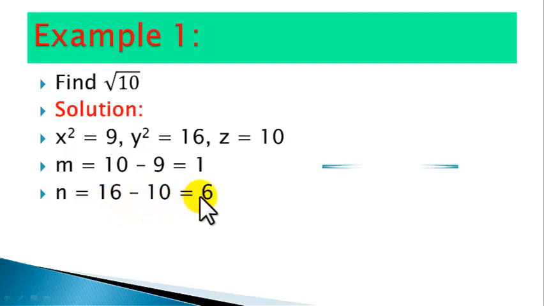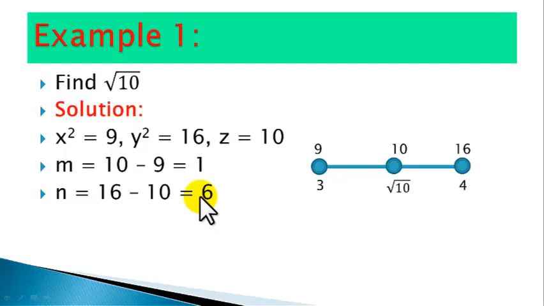Let us show this on a number line. Here is the point representing 10, and we wish to find the square root of 10. Here is the point representing the next square number less than 10. That is x squared equal to 9, and the square root of 9 is 3. This point represents the next square number greater than 10. That is y squared equal to 16, and the square root of 16 is 4.